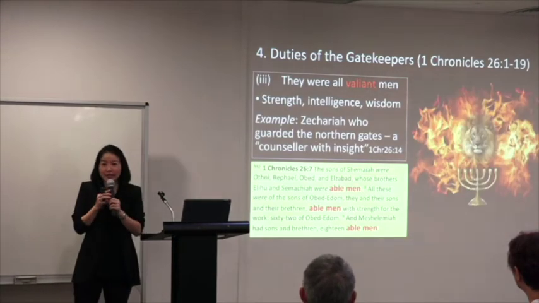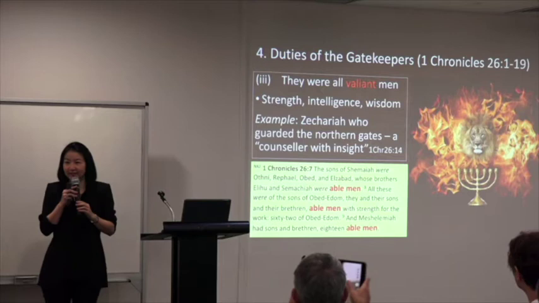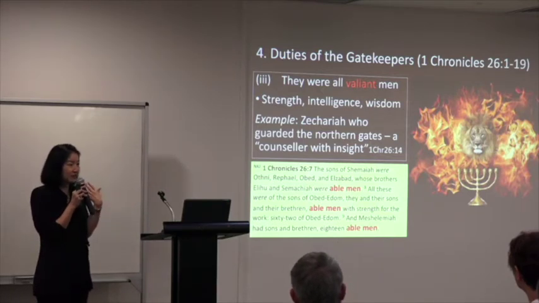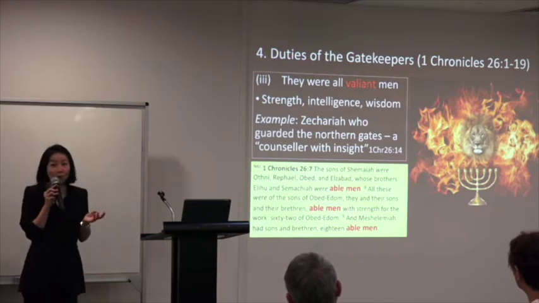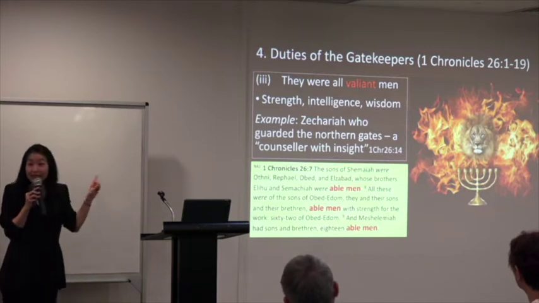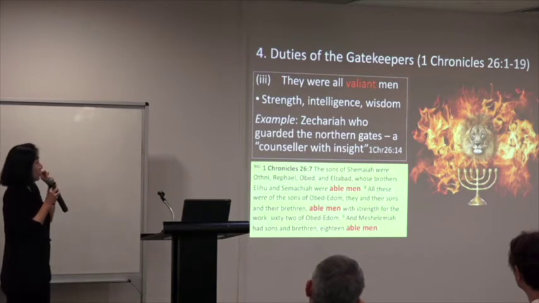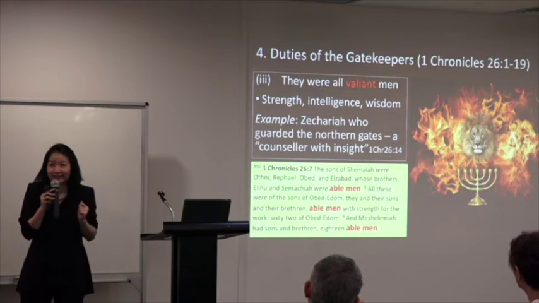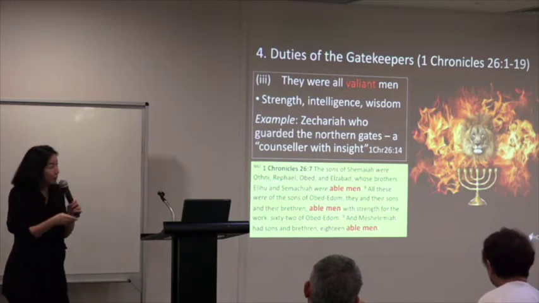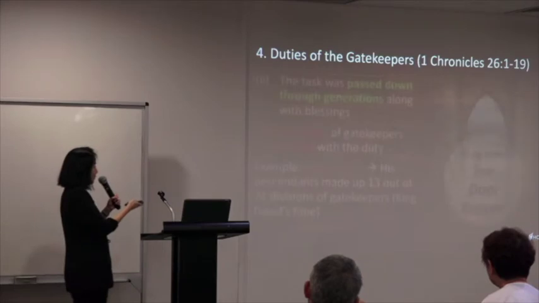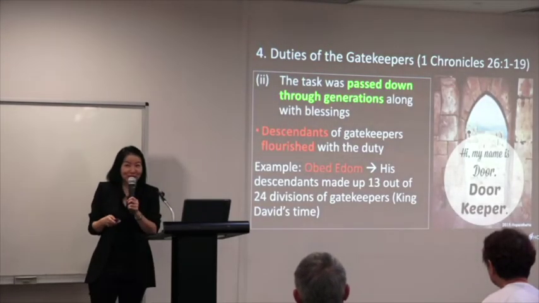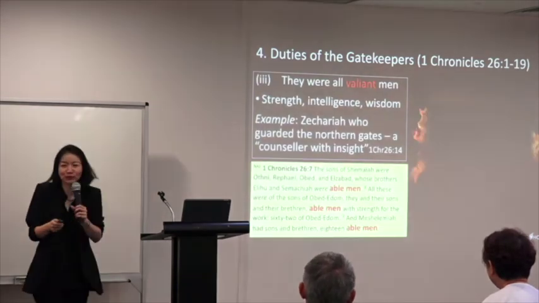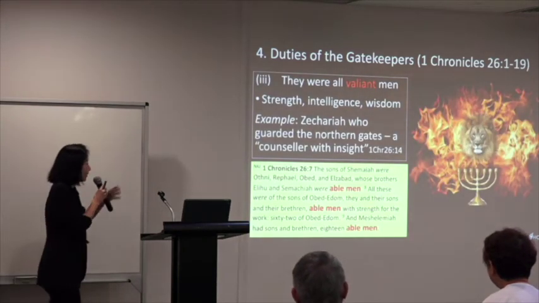So, third, you would think gatekeepers are these sissies, right? Just open the door and close the door, thin and frail. Oh no. They were valiant men. They were strong. They were intelligent. They were wise. They were like James Bond. Actually, it was the wrong post, the picture that I put. My name is doorkeeper. But anyway, just to amuse myself.